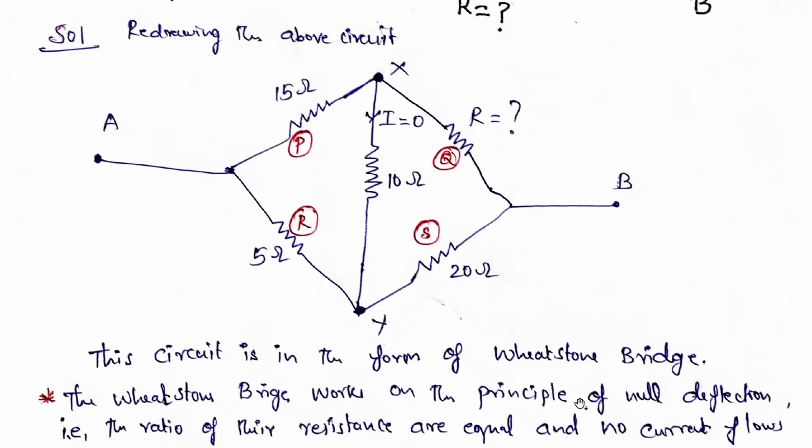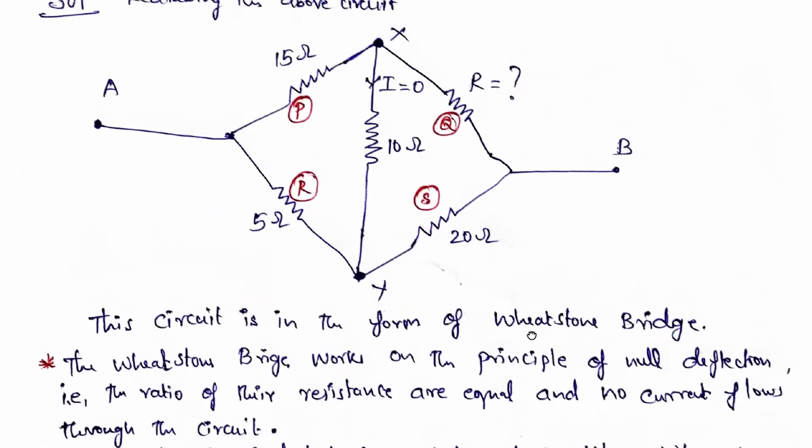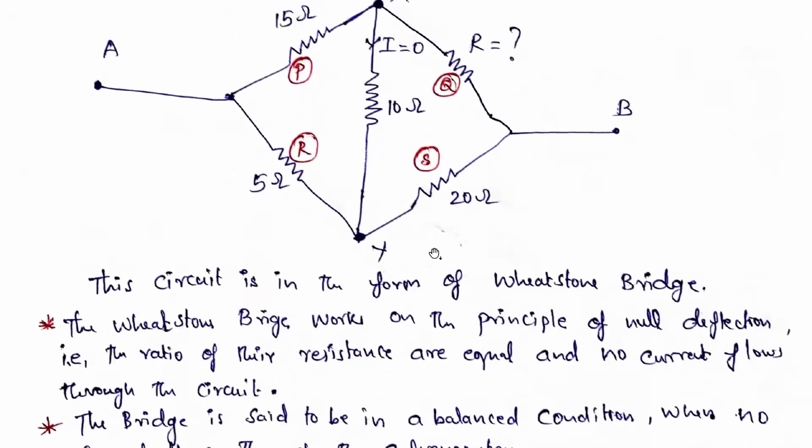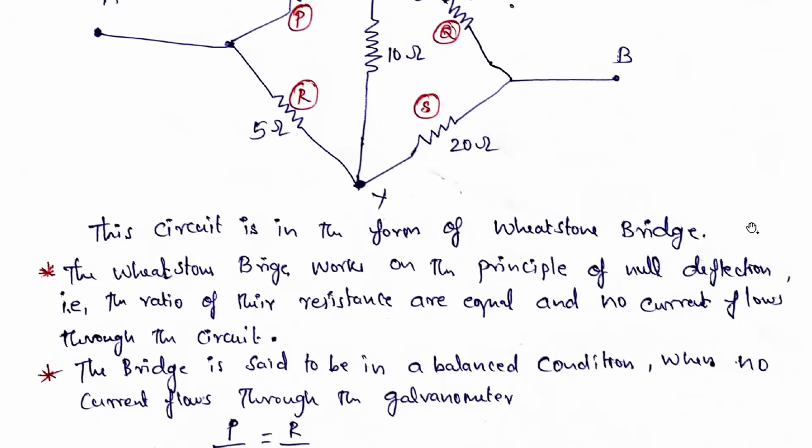Wheatstone bridge works on the principle of null deflection. If two sides are balanced, then the deflection is zero. So whatever ammeter is connected here reads zero. That is the principle of the Wheatstone bridge. So you get null deflection. The ratio of the resistances are equal and no current flows through the circuit. That is the definition of the Wheatstone bridge.